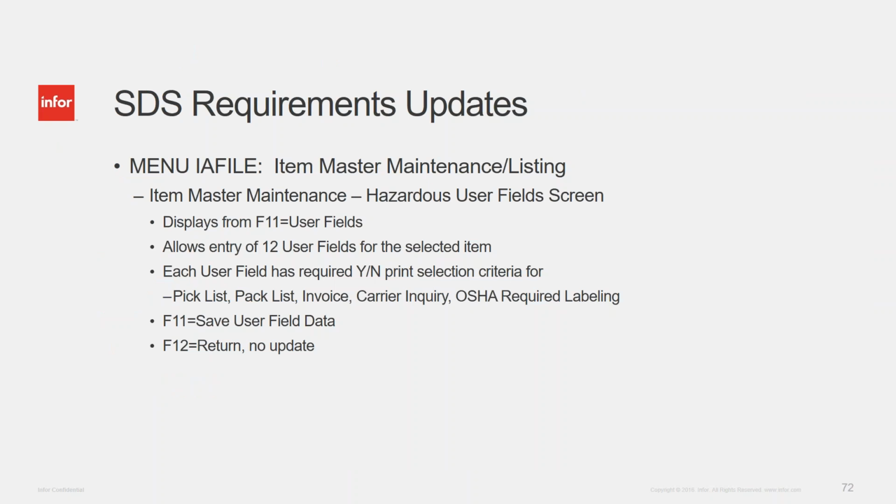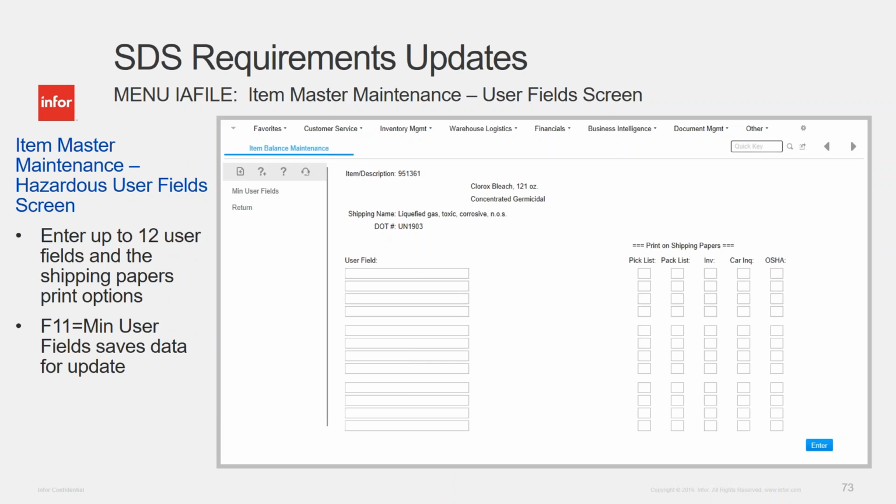Hazardous user field screen displays from F11 user fields, allows entry for 12 user fields for the selected item, and each user field has those required yes, no print selection fields. The user fields will be used for additional specific, unique criteria to you, your customers, your items, things that aren't there yet. So this gives you several levels of additional information that you can include on your paperwork in shipping documents.